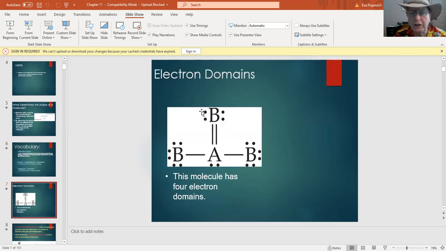So if I am looking at this molecule, I have 4 electron domains or 4 electron clouds. An electron cloud or electron domain, same difference. I have 1 from this single bond, 1 from this single bond, 1 from this double bond, 1 from this lone pair. I have 4 things around the center atom.